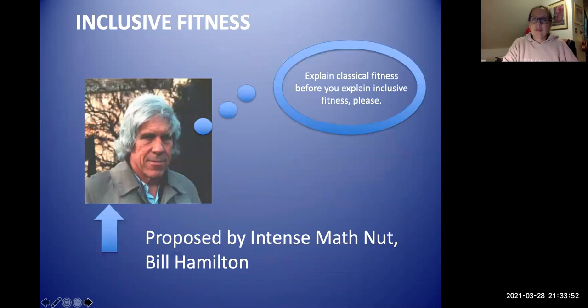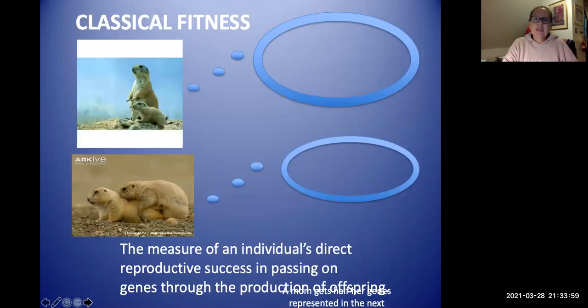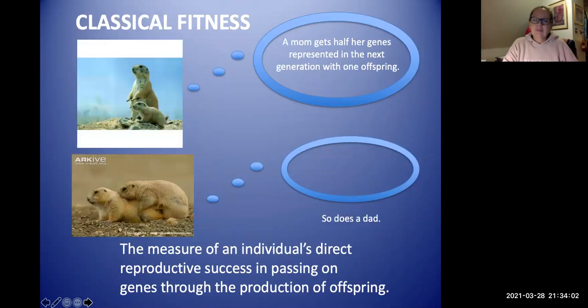Okay, so before we talk about inclusive fitness, let's talk about classical fitness. This idea about classical fitness is really very basic. I've got the definition there at the bottom. And the definition goes like this. We define classical fitness, or just fitness, as the measure of an individual's direct reproductive success in passing on genes to the production of offspring.